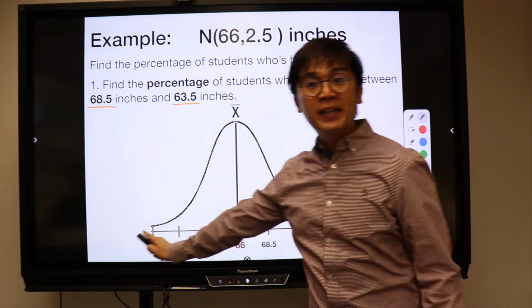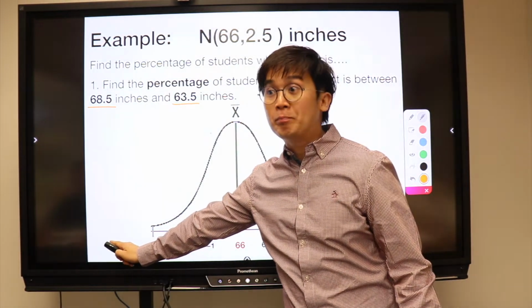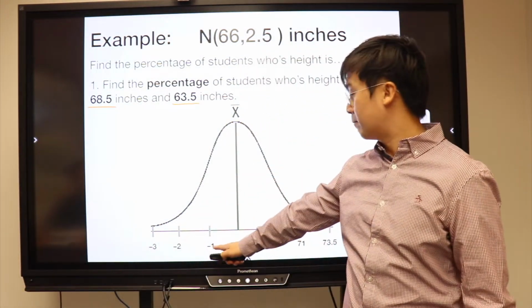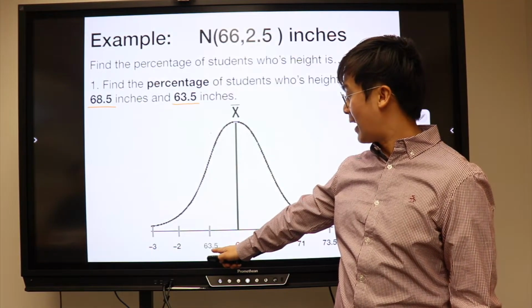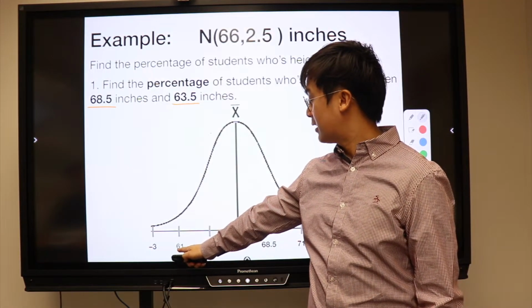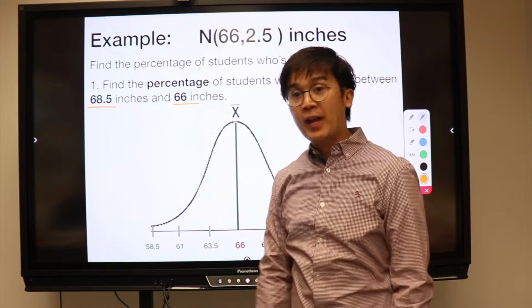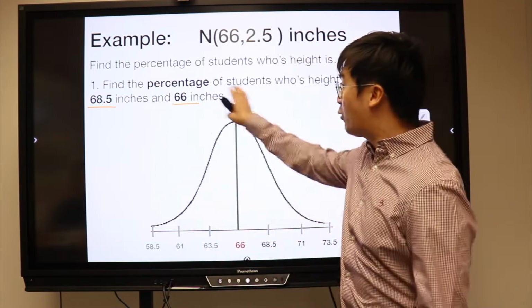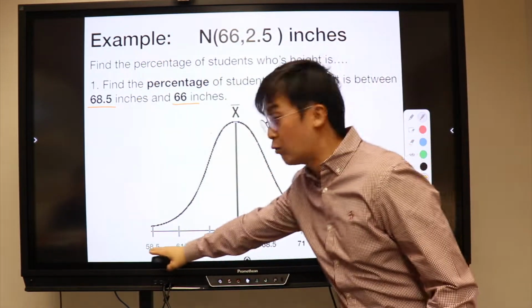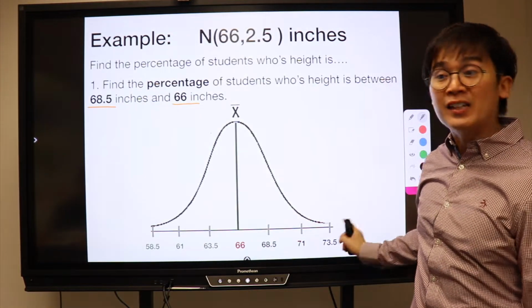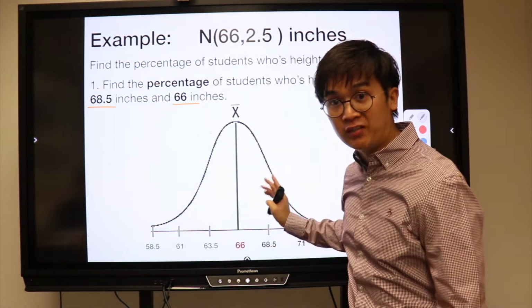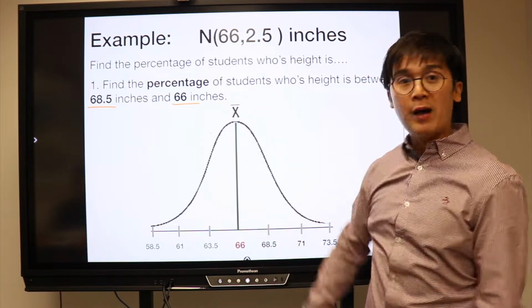Right. Let's complete the normal curve below the mean. What is this? 63 and a half. What about this? 61. And this? 58.5 inches. So now we have a complete set of our standard deviation and its corresponding height in our normal curve. Now let's answer this problem.